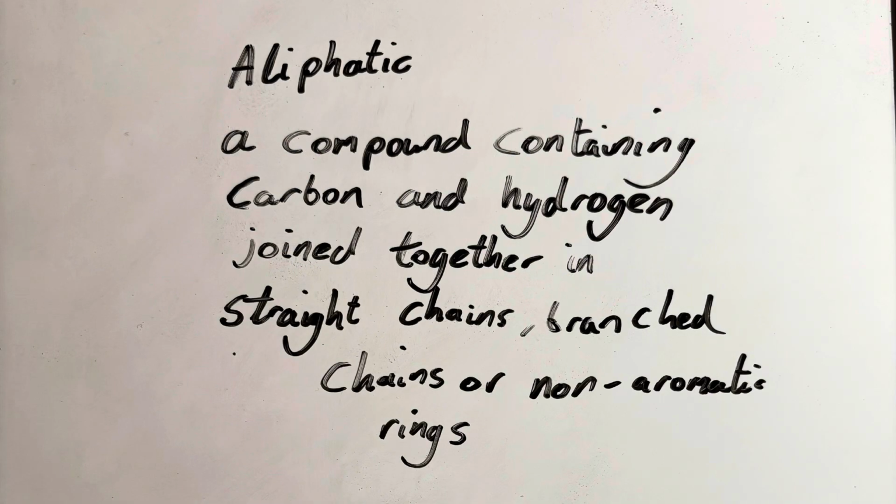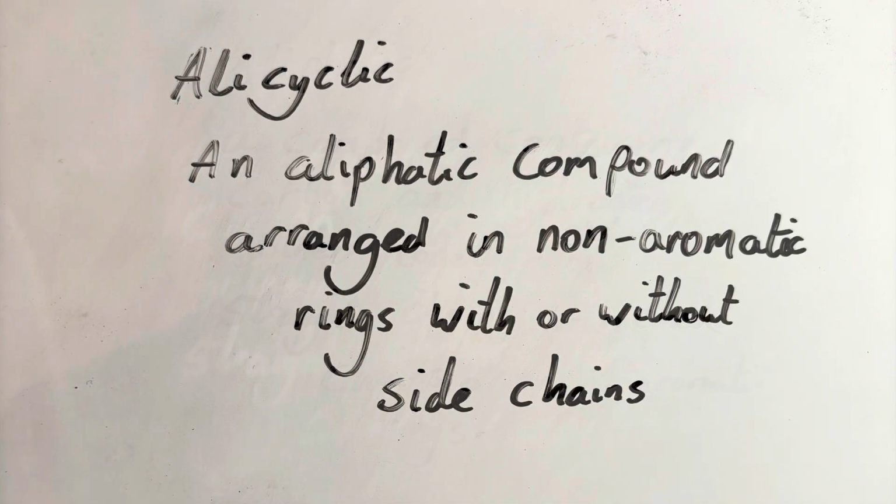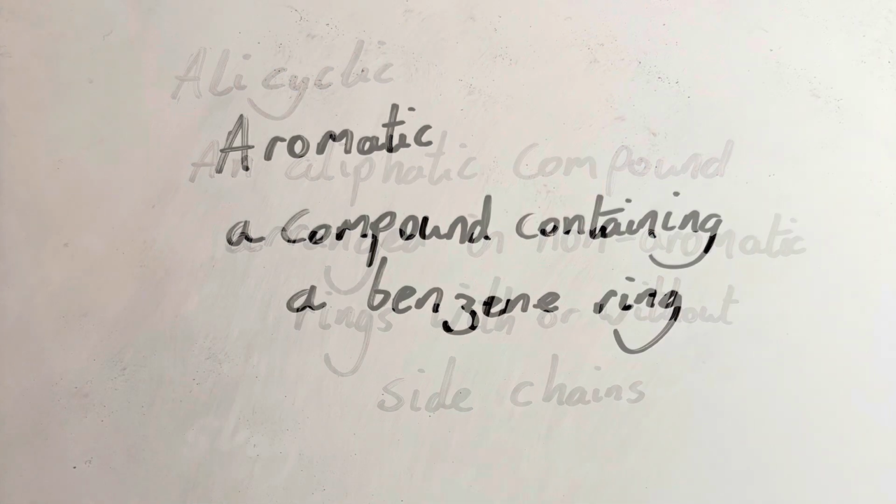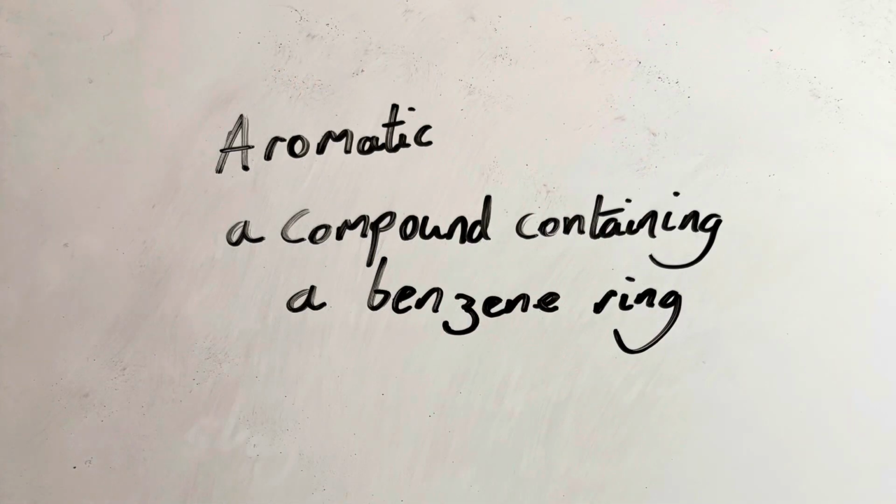You can classify hydrocarbons in 3 ways. Aliphatic, which the definition is on screen now, but basically if you see anything that doesn't contain a benzene ring, as long as it contains carbon and hydrogen, then it's aliphatic. If it doesn't contain benzene, but does have some sort of hydrocarbon ring, then we call it alicyclic. And then finally you have aromatic, which is anything containing a benzene ring.